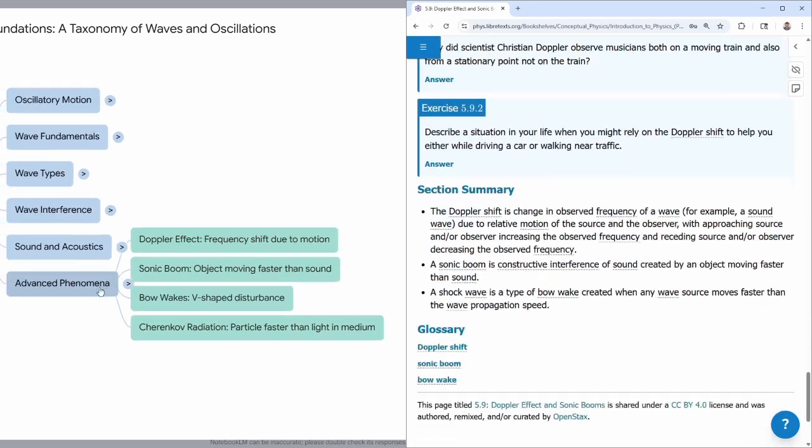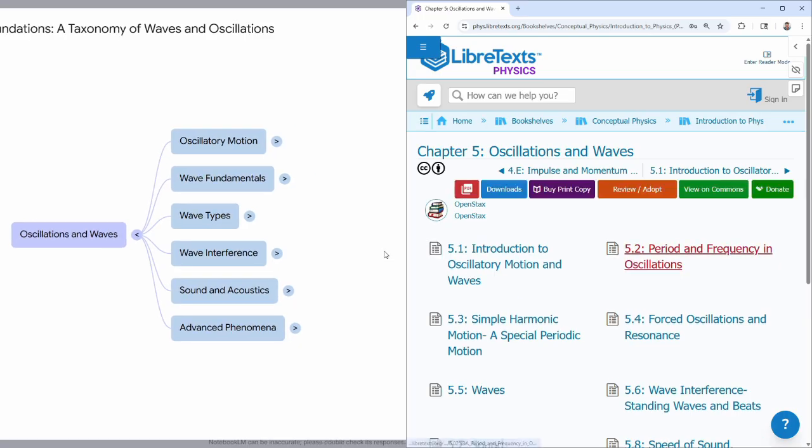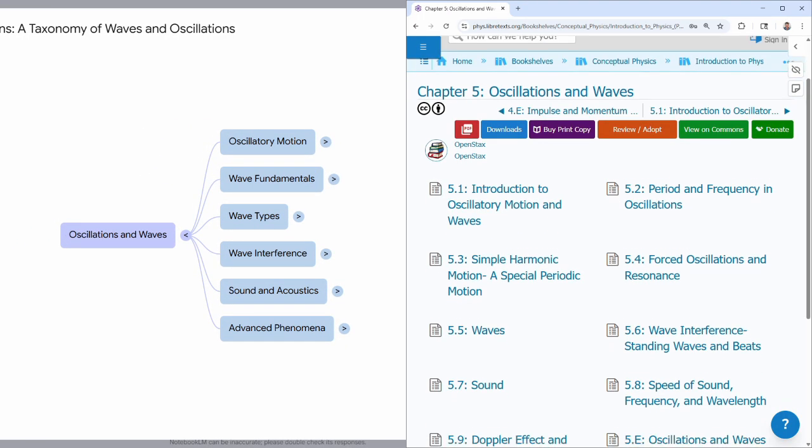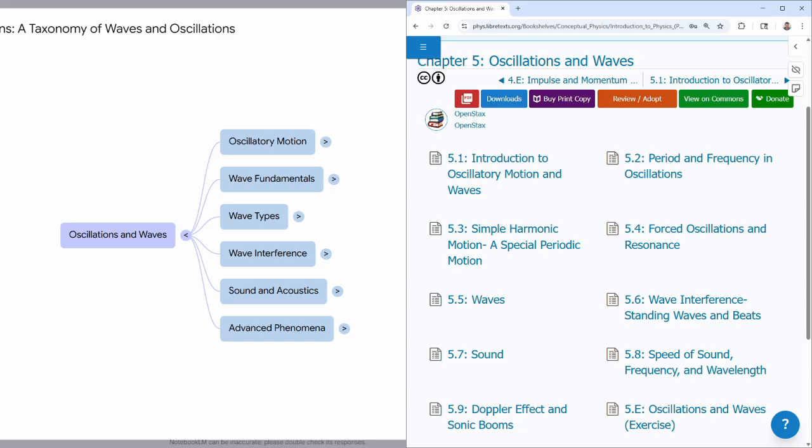So that covers chapter 5, oscillations and waves. Again, this is a fun topic that covers a lot of areas of physics. So I hope you find it interesting and recognize the applications of these concepts in future topics that we'll cover. Thank you. Bye.